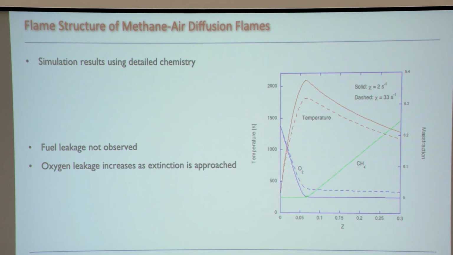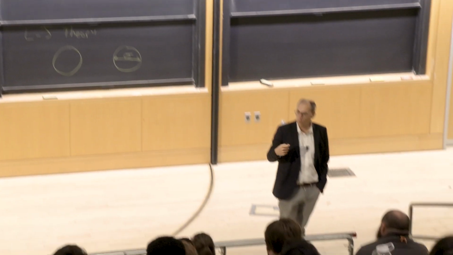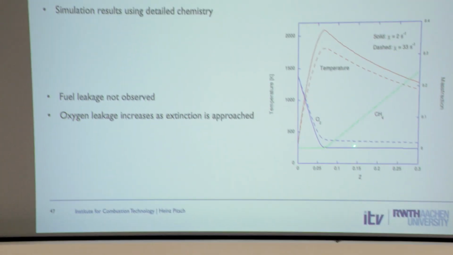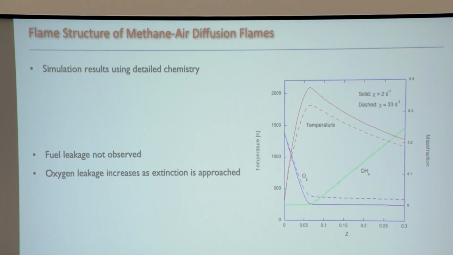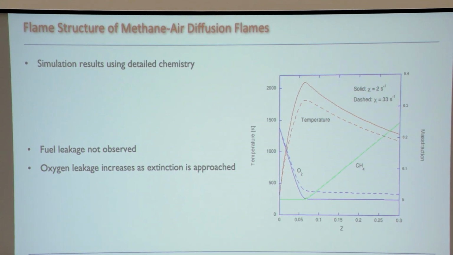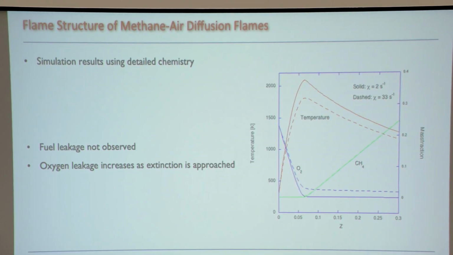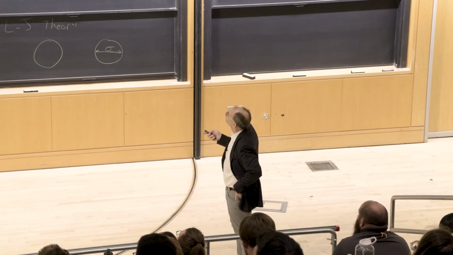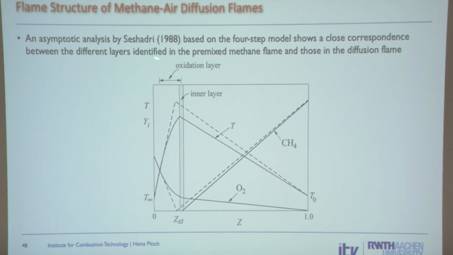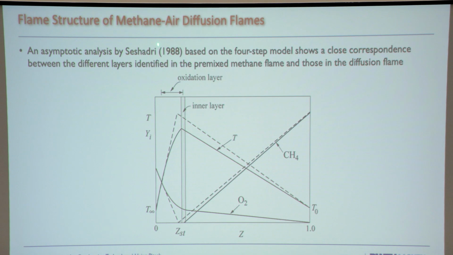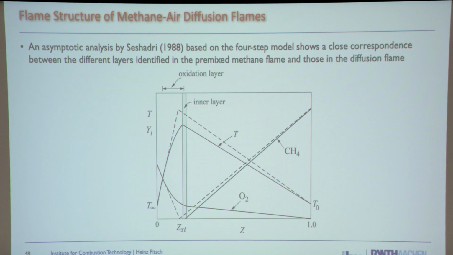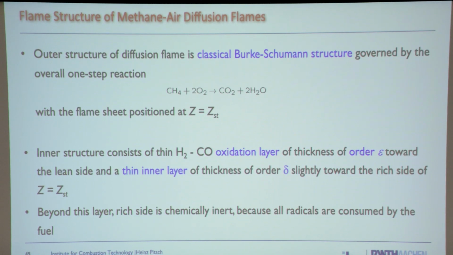What happens with the fuel? It's consumed and forms CO. But the CO and the H2 are not consumed anymore. And so the oxygen, because it is not consumed, is leaking into the rich region. Okay? So that shows, again, that one-step chemistry is not necessarily right. Oxygen leakage, that's what you usually have. Here, Seshadri did asymptotic analysis in the late 80s, where he showed the same thing, using the 4-step model that we discussed earlier, where you also see that you get oxygen leakage.